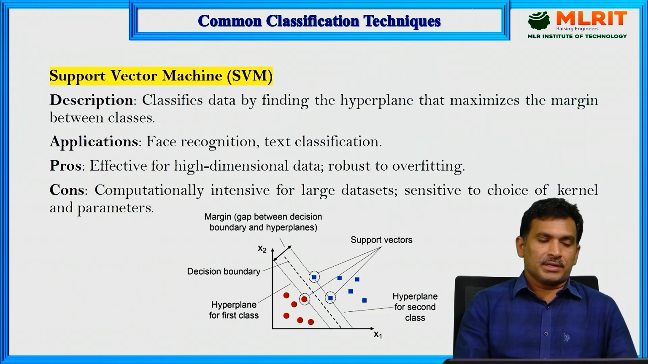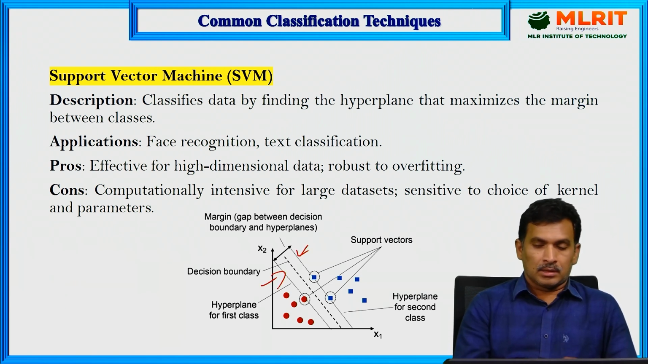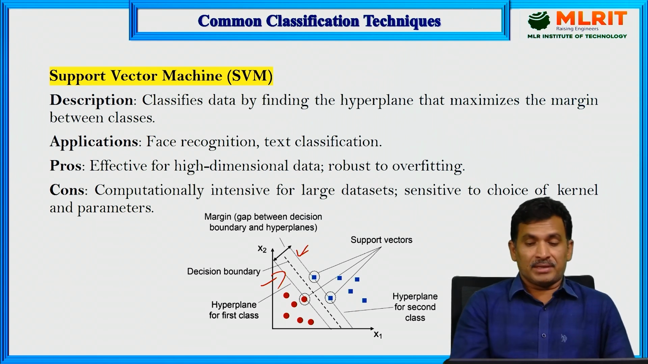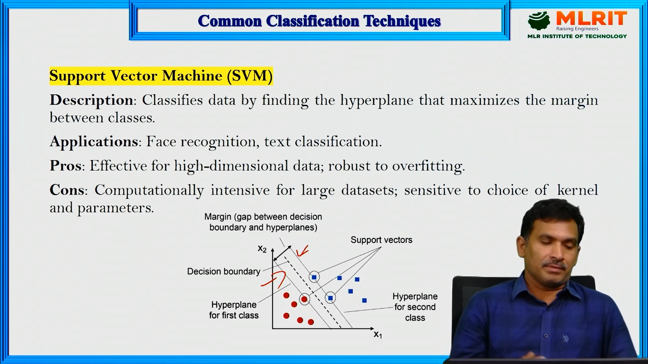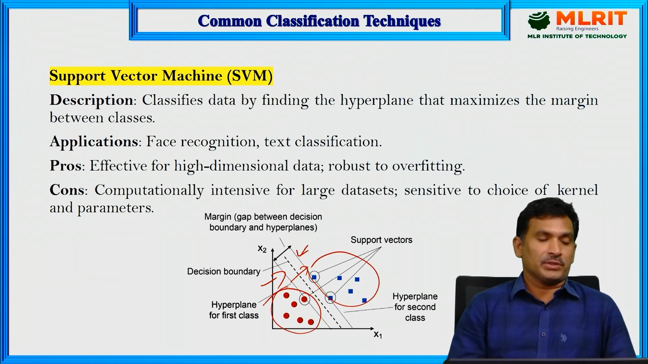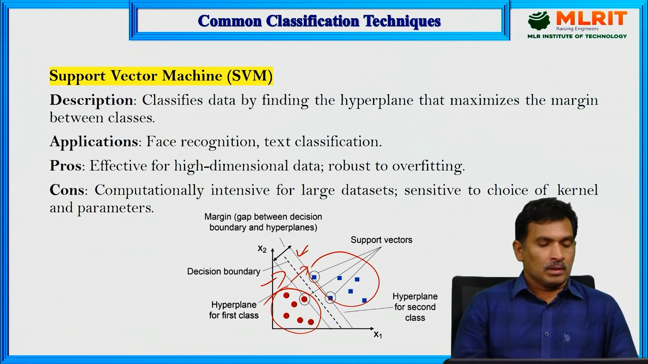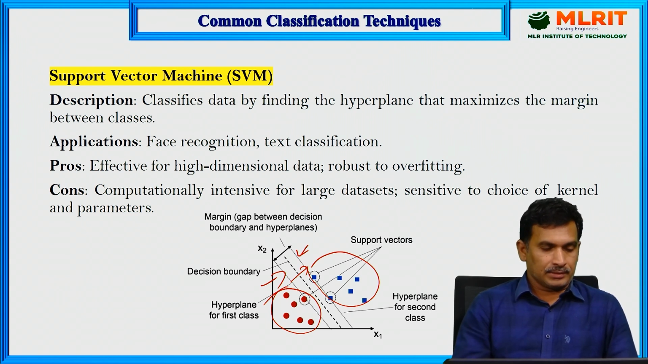Another classification technique is support vector machines. This classifies the data by finding the hyperplanes that maximize the margin between the classes. This is one class and this is another class, and that margin should be maximized, so those hyperplanes need to be found. Applications include face recognition, text classification, etc.